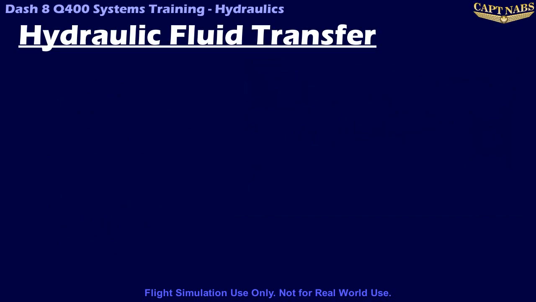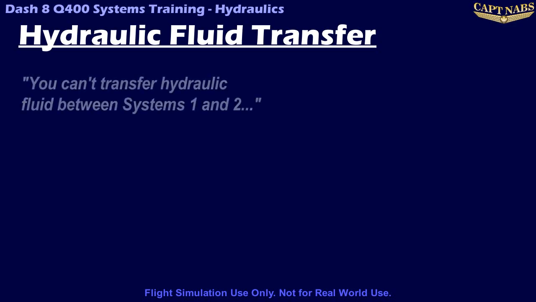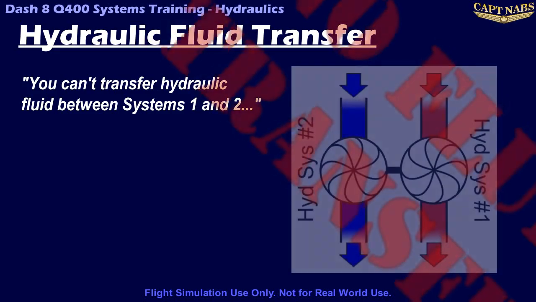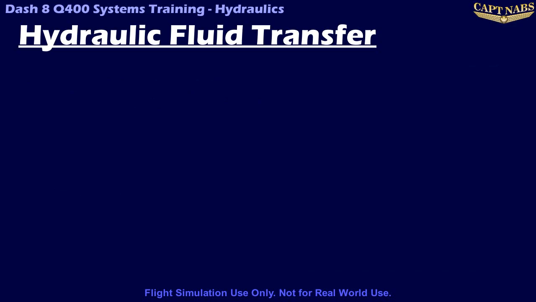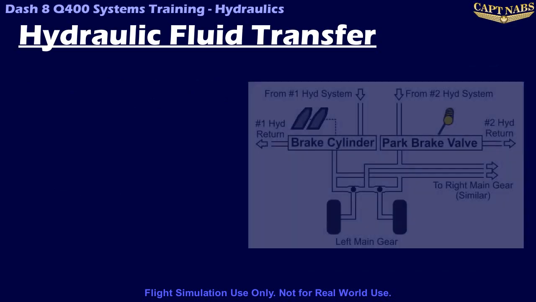There is one misunderstood and often abused quirk of the hydraulic system in the Q400. Many pilots and instructors will say that you cannot transfer fluid between the number 1 and 2 systems, and usually when they're speaking about the PTU, they are correct. However, this is not completely true. There is one place where the 2 systems meet and the aircraft can transfer fluid between the 2 systems, and that is at the brakes.